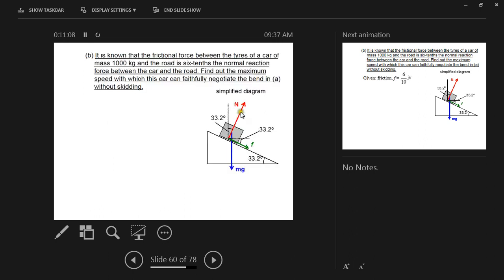So in addition to the normal reaction force and the weight mg, I have to add in friction. Because a car going around in circular motion will have a tendency to skid out of the circle, friction is opposing the motion, so friction will be downwards. Then I also label in the angle. This is the banking angle that you obtained in part A. You're given that the friction is 6/10 of n.